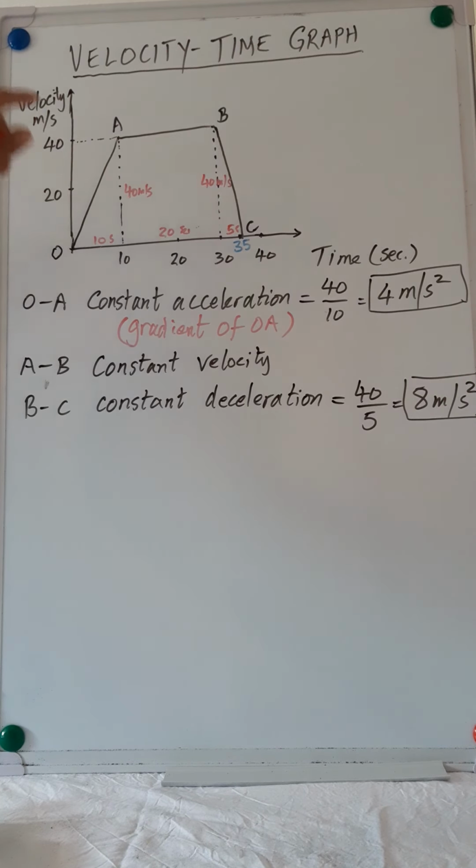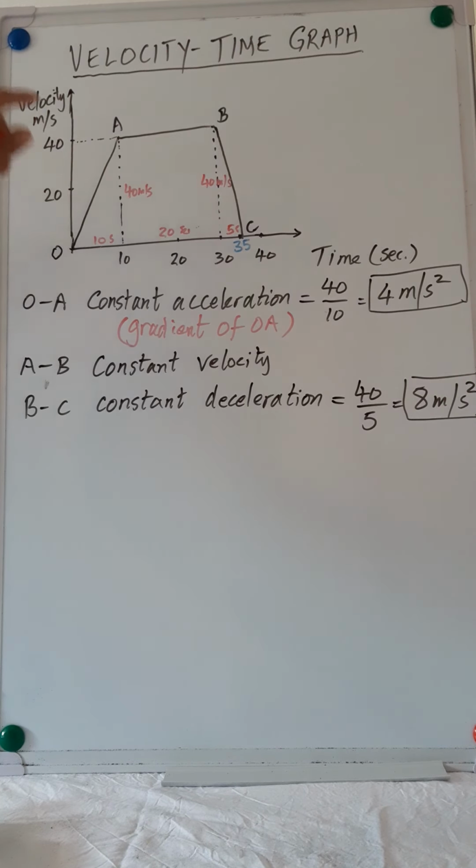Now, how much distance does it travel while it's decelerating? From B to C, the distance is equal to the area of C. Area C is, again, a triangle. The area of a triangle is a half of base times height, so a half times 5 times 40. Half of 40 is 20, 20 times 5 is 100. So it travels a distance of 100 meters.